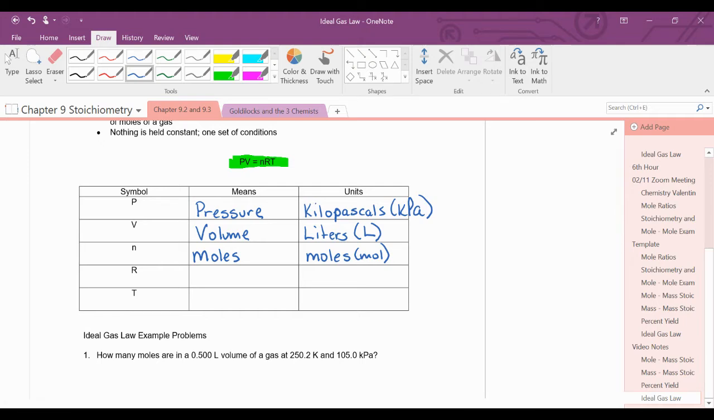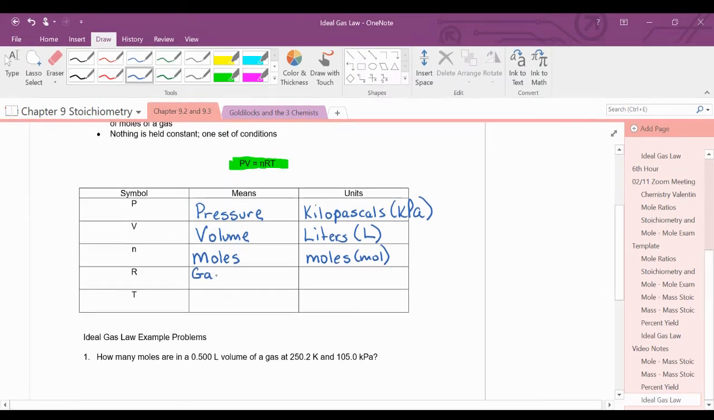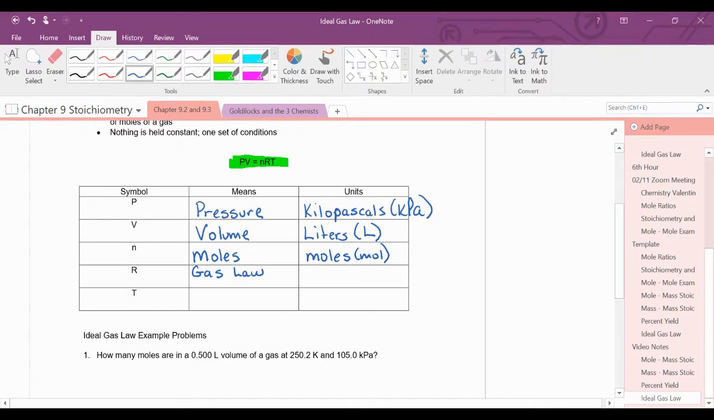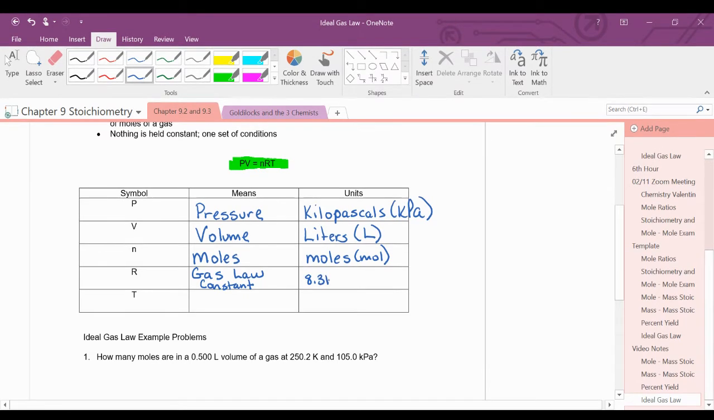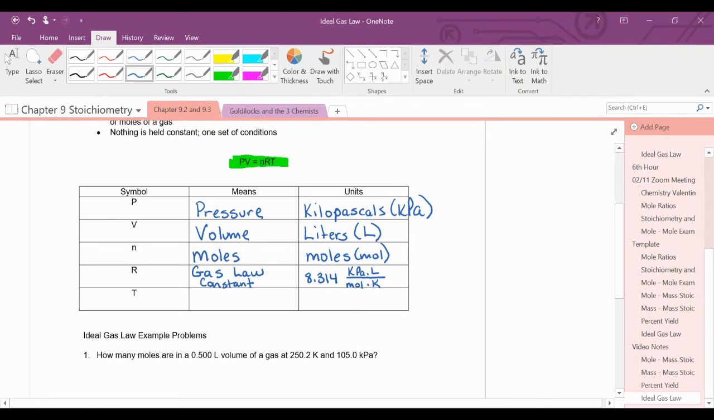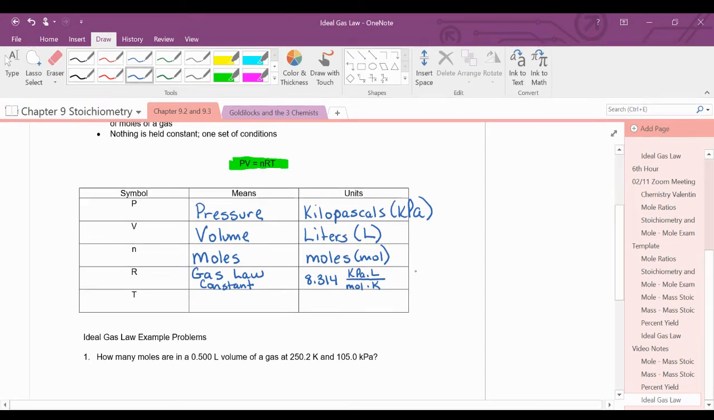Now, R is a gas law constant. And you just have to memorize this with the units. I'm going to give you the number and the units. So it's 8.314 kilopascals times liters divided by moles times Kelvin. You just need to memorize this number.